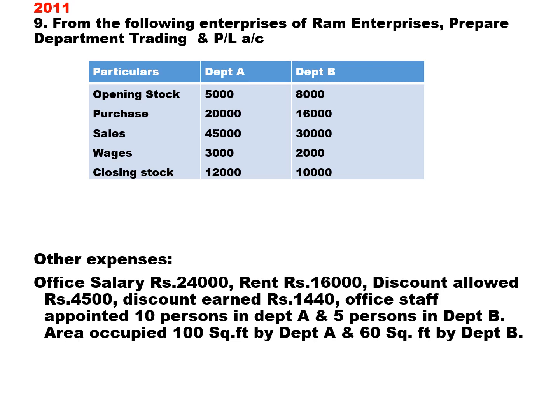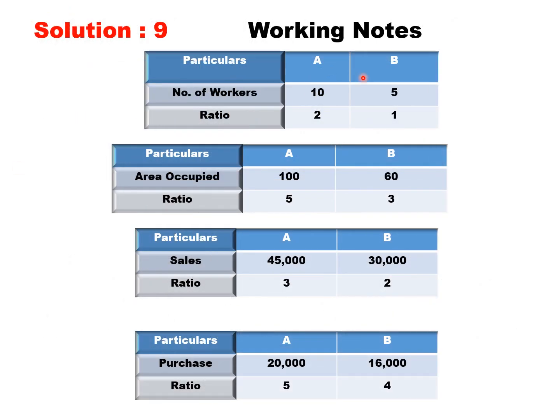Now let us go in detail. Number of workers in Department A 10, Department B 5. So the ratio will be: 5 ones are 5, 5 twos are 10. So the worker ratio will be 2:1. This will help you to distribute salary.